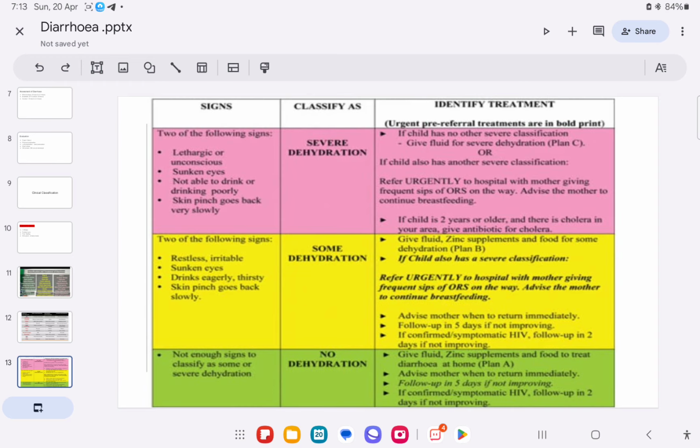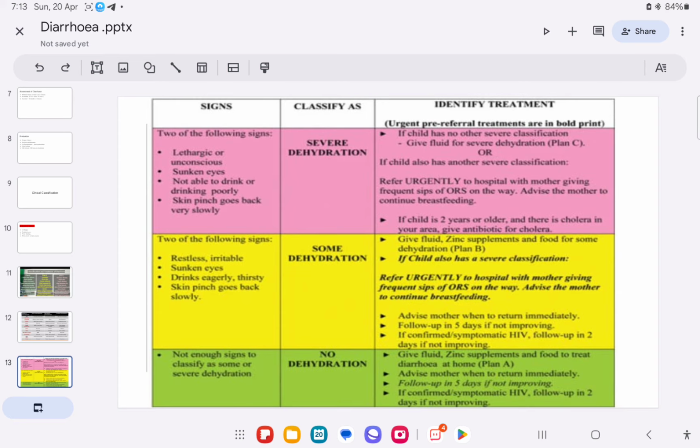First of all, you have to admit the patient, and if you cannot treat, then you have to refer to a higher center. If the child is 2 years or older, you suspect cholera if cholera is present in your area, and go for the yellow box. In the yellow box, two of the signs may be present: the patient is irritable, has sunken eyes, drinks eagerly and more than normal, and skin pinch goes back slowly.